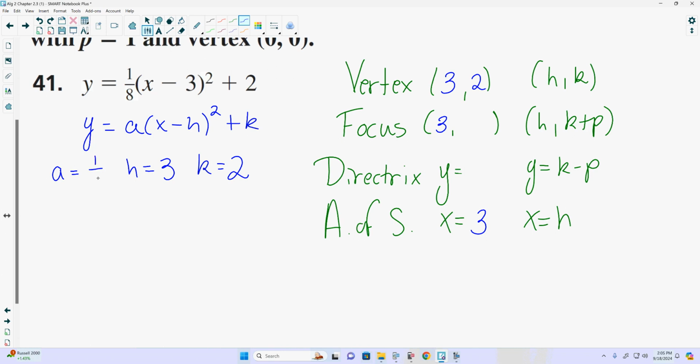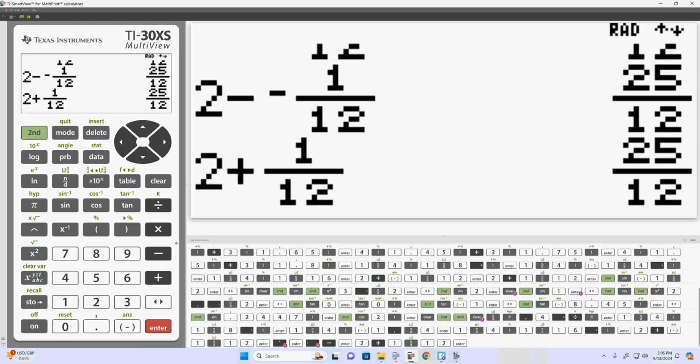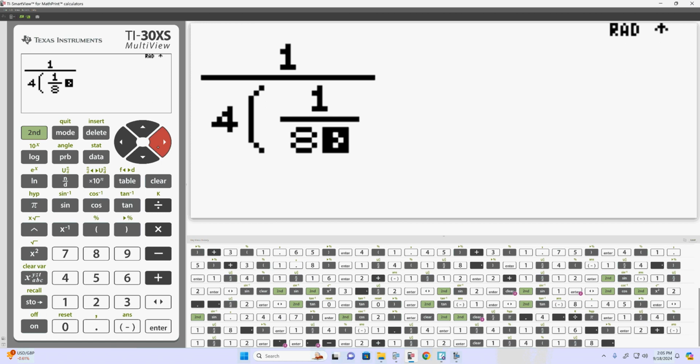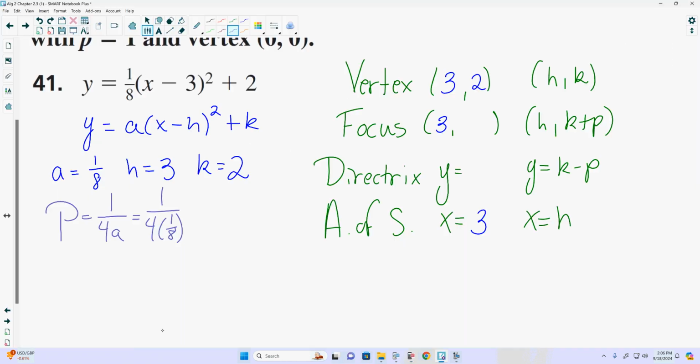Now a is 1/8. Now p is equal to 1 over 4 times a. So for us here, it's 1 over 4 times 1/8. Well, we can plug that in. 1 over 4 times 1/8 is 2. So that means the value of p is 2.